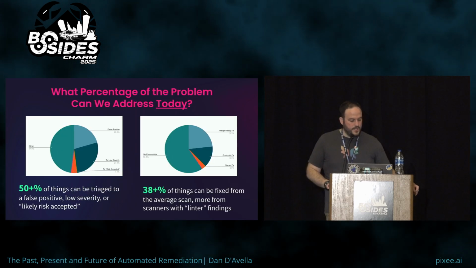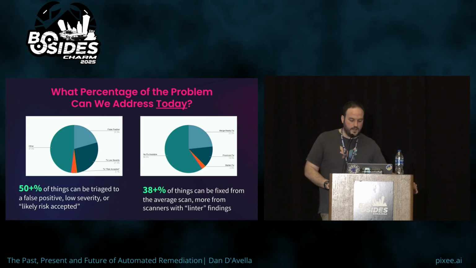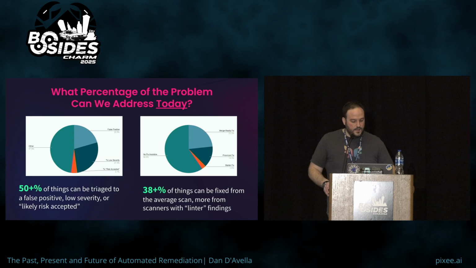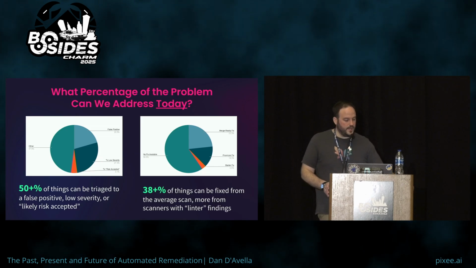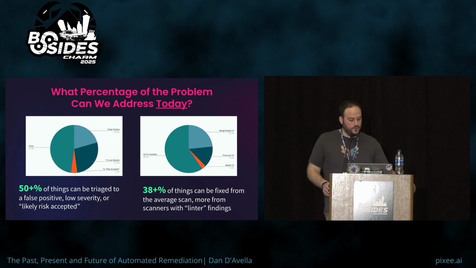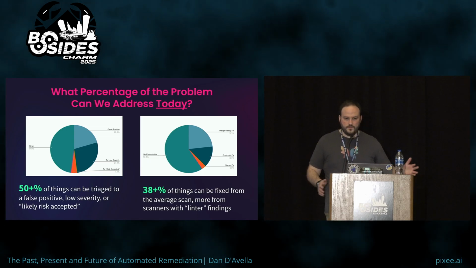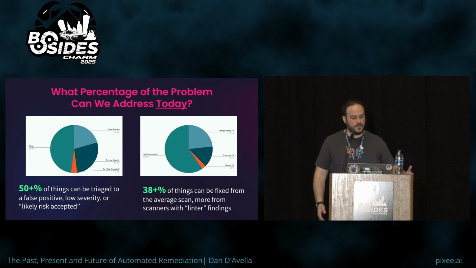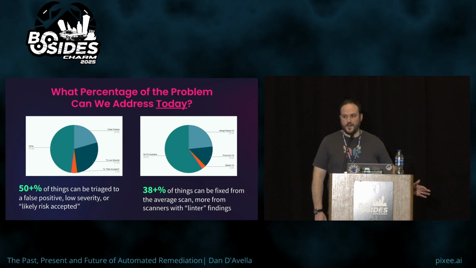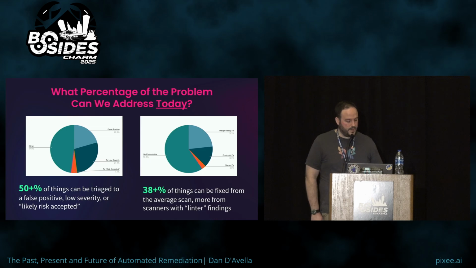And so in our own studies, in our own case studies, and looking at customer and open source data, we have found that about 50% of findings can be triaged to a false positive or a low severity, something that a developer or a security engineer doesn't really care about. It doesn't matter very much whether it gets resolved or not.